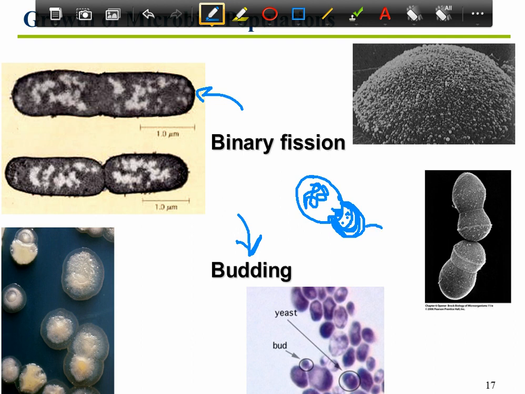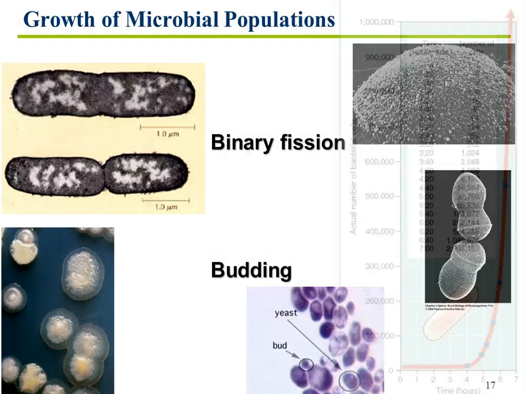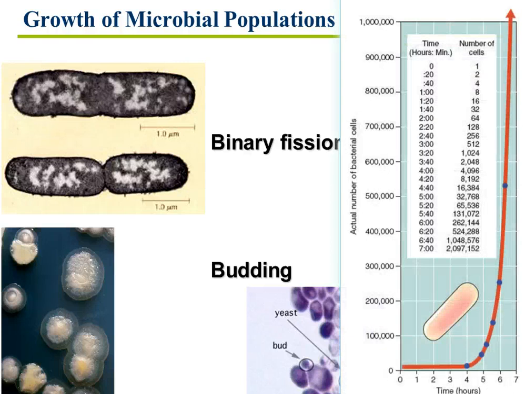And then you can have a bud on top of this, or you can have multiple buds. Sometimes these buds break off and go off on their own. Sometimes they stay attached, and that's what you see over here. And this is the way the yeast asexually reproduce. We'll talk about sexual reproduction in a later chapter.